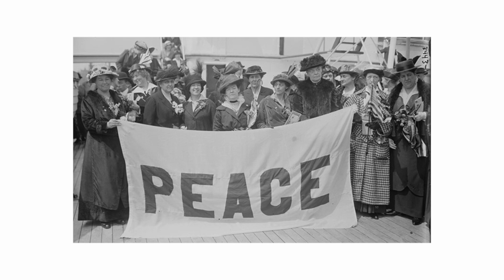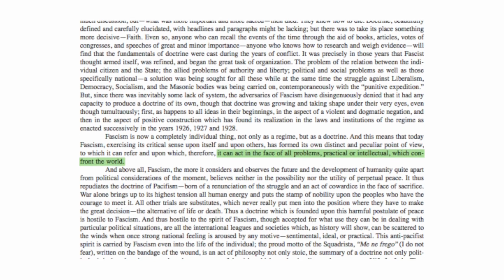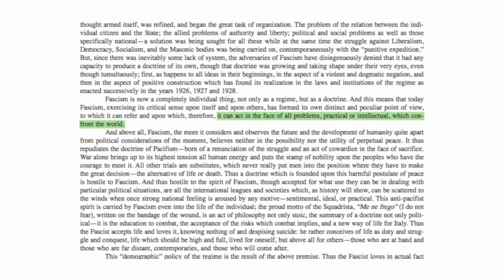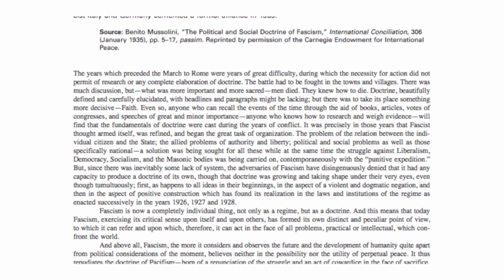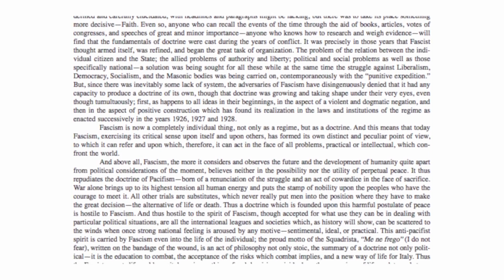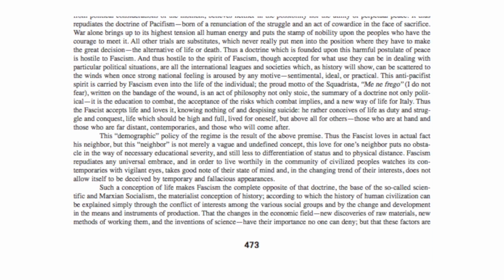He argued here that fascism was the best regime and doctrine. He claimed that it can act in the face of all problems, practical or intellectual, which confront the world. He made it seem like it could fix all of Italy's problems, which helped convince the people to follow him. Reading this, one could see why people would have turned to fascism. Mussolini's ideas and method grew in popularity, and many other leaders imitated his policies. And then came World War II, and with it, the most famously evil of these imitators, Hitler.